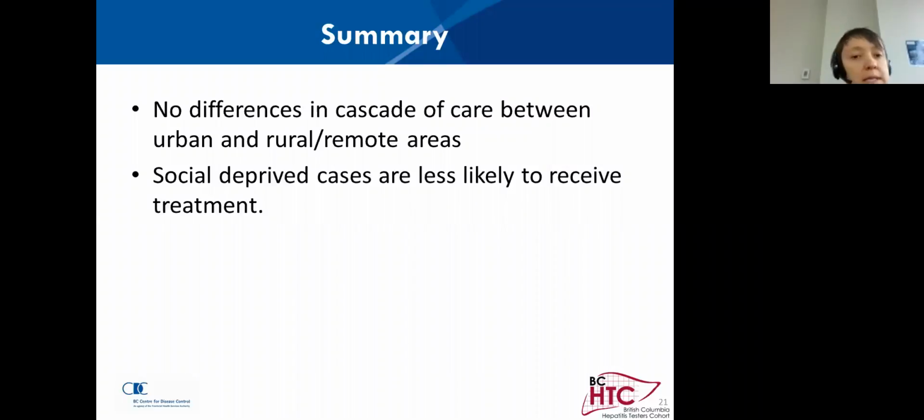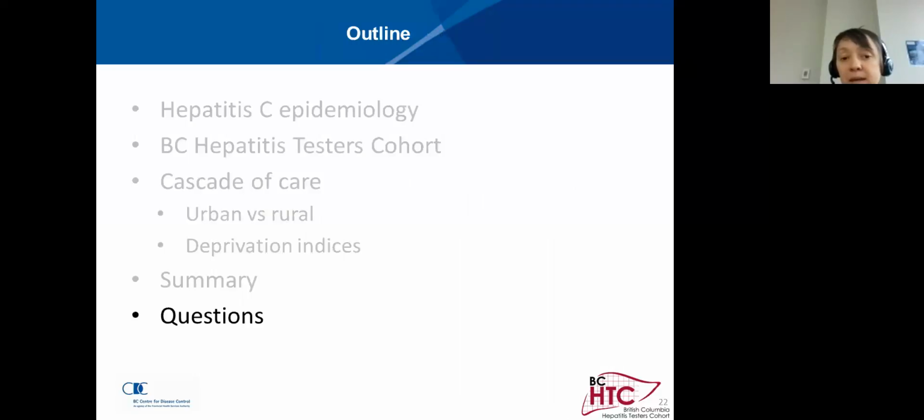There is no major difference in the cascade of care between urban and rural remote areas, but we've seen that socially deprived cases are less likely to receive treatment. And now I'll entertain any questions that the audience might have.